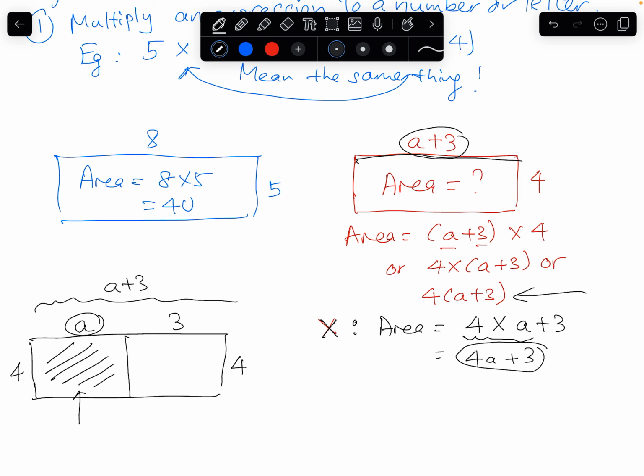If we take a times 4, that's going to give me 4a. Okay? Because a times 4 is basically taking A and you add A 4 times. So it's A plus A plus A plus A. And that's going to give me 4A. Okay?